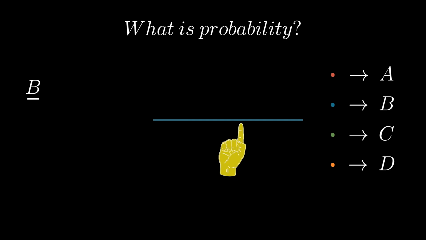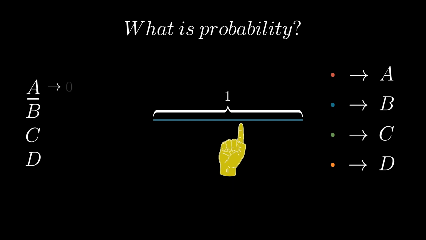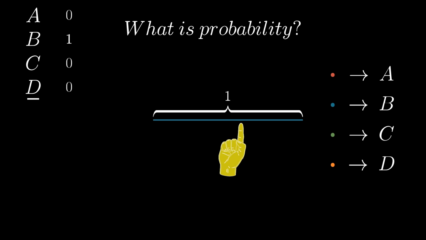So now, let's figure out a way to numerically represent this 100% certainty. Suppose the length of the stick is 1. Then the red length is 0, the blue length is 1, the green length is 0, and the orange length is also 0. So according to the color-to-letter correspondence, we can say that the probability of sequencing the letter B was 1, and the probability of sequencing the letters A, C, and D was 0.